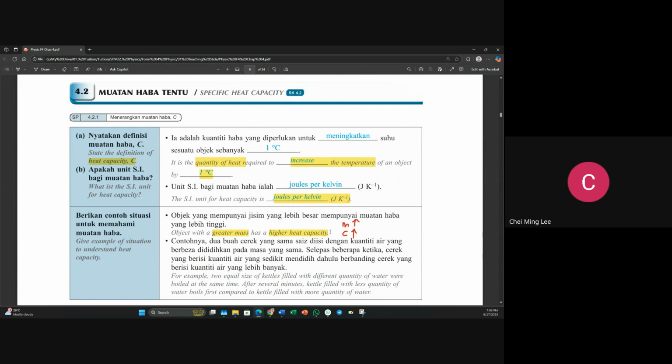It's like when you try to boil water. If you boil it in a very small cup, the kind a baby uses, it's faster. When you boil the whole volume of water, you need more time, because the heat needed is higher. For example, two equal-sized kettles filled with different quantities of water are started at the same time. After several minutes, the one with less water will boil first compared to the one filled with more water.